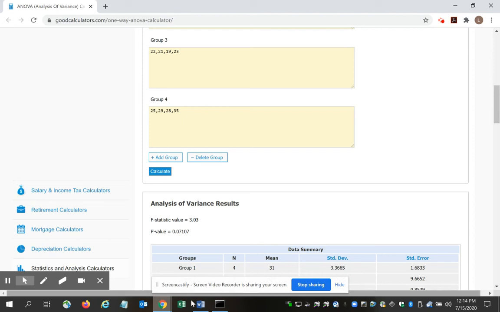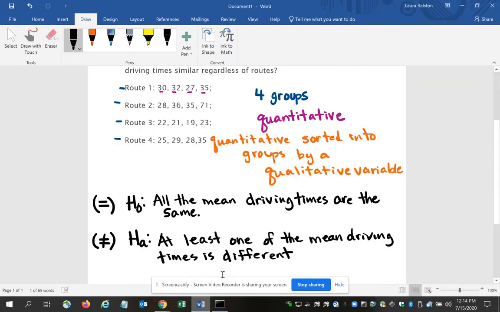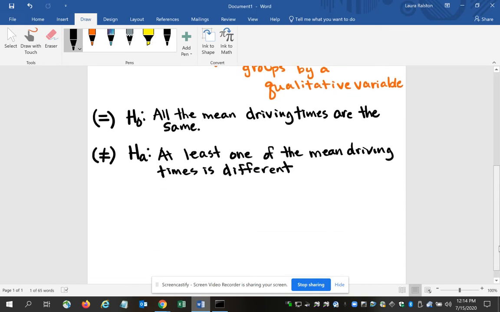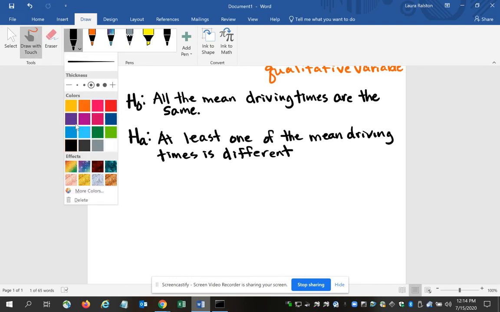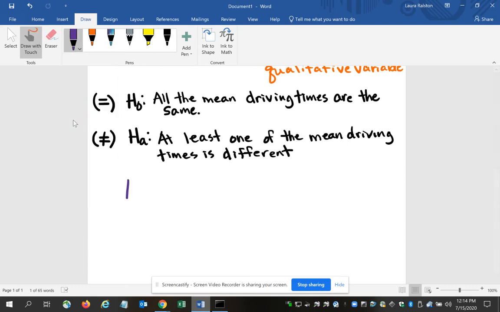Okay, so I'm going back to my piece of paper, because typically the next question that's asked is what is your F test statistic and what is the corresponding p-value. Okay, so I'm going to write those things down from the website. So F was calculated to be 3.03, and its corresponding p-value is 0.07107. Then I need to make my decision about whether to reject or fail to reject the null hypothesis.